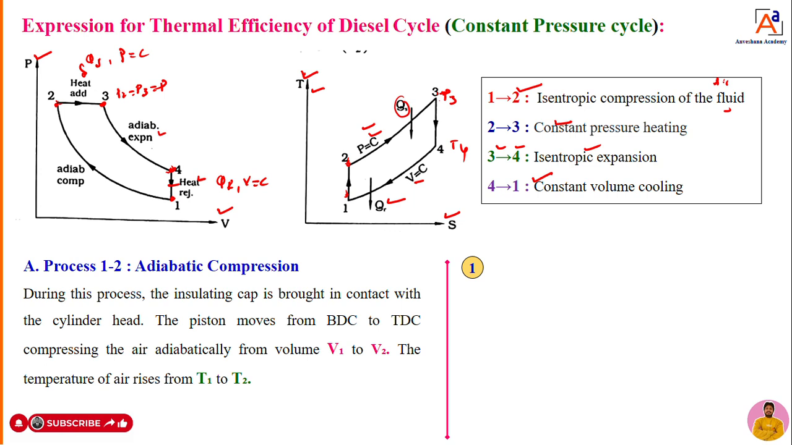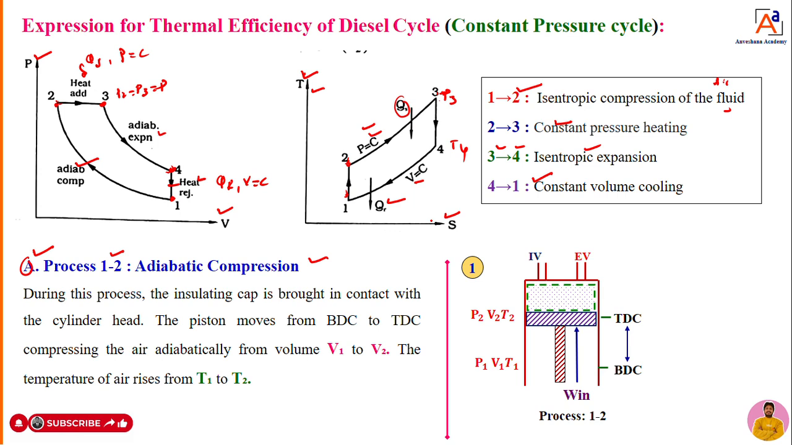Now we will study in detail process 1 to 2, 2 to 3, 3 to 4, 4 to 1. Now what is our first process? We can call it the first process A, that is 1 to 2, which is nothing but adiabatic compression. What happens in the adiabatic compression, dear students?